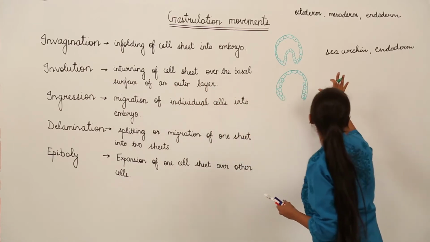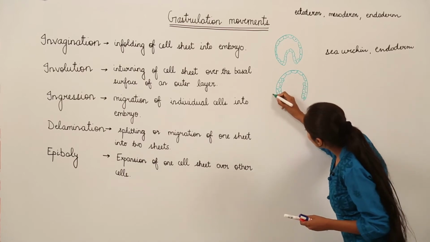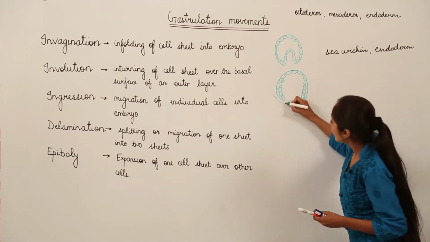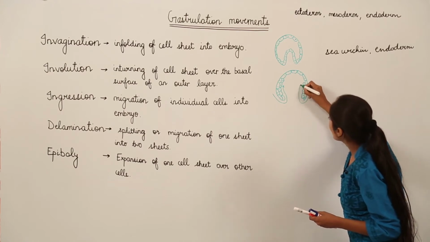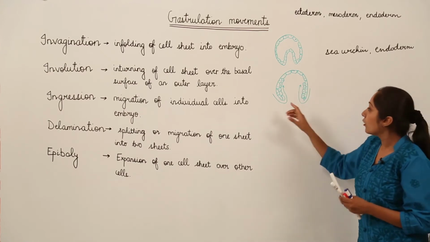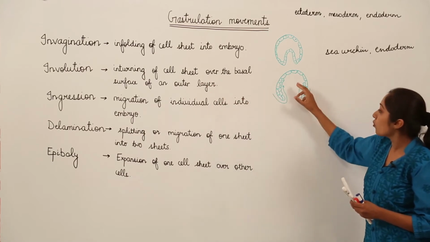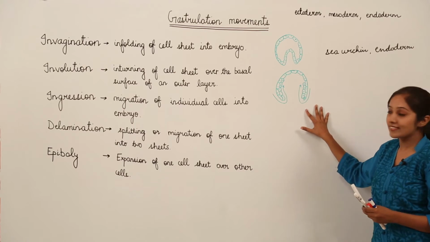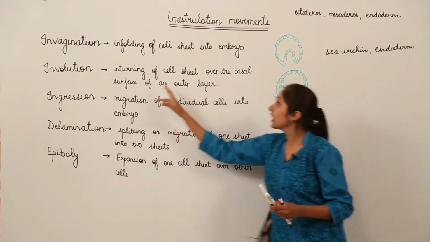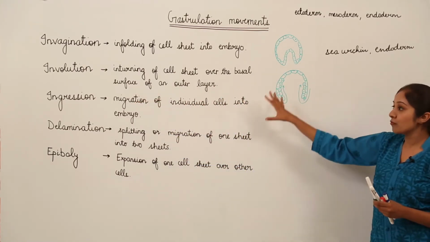So if I have to draw it in this case, I can show it with the help of arrows. Now these are moving in this direction, right? So you can show with the help of arrows how the cells are going to turn over the basal surface of an outer layer. So this type of movement of cells is termed as involution, and this is how this movement takes place.